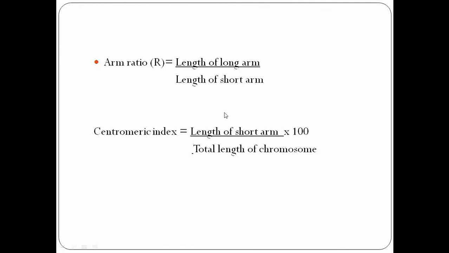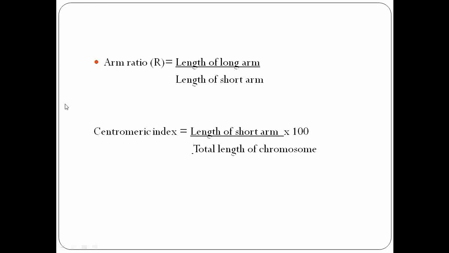Okay. After that, you have to calculate the arm ratio, and this arm ratio is calculated as length of long arm divided by length of short arm. Then how you are going to calculate the centromeric index? For the calculation of the centromeric index, there is one formula, that is length of short arm divided by total length of chromosome into 100. Here you have to take the length of the short arm and the total length of that chromosome into 100. It will give you the centromeric index.